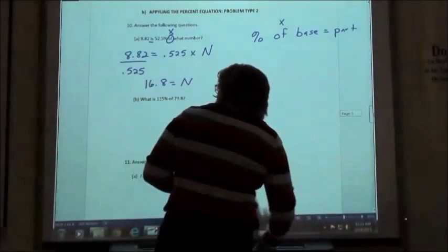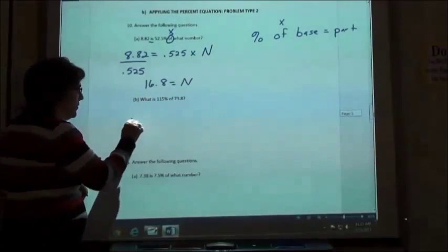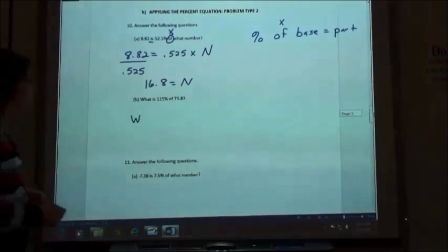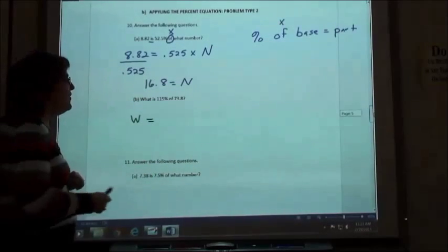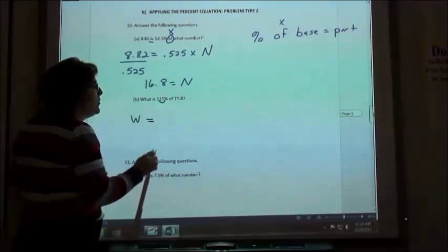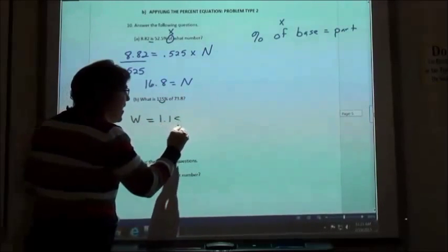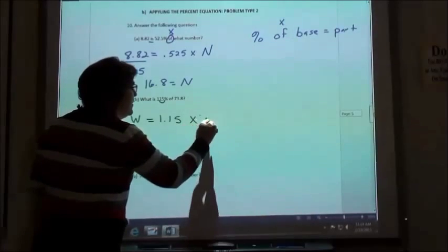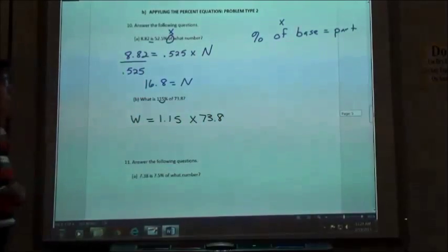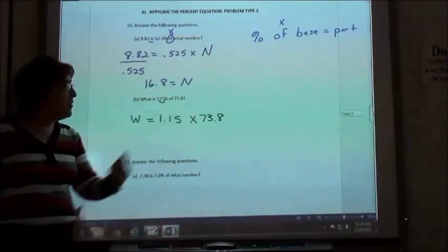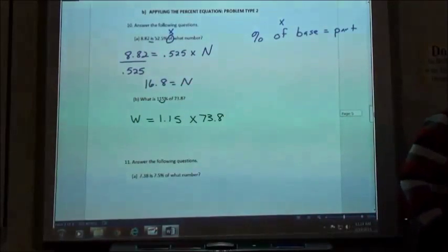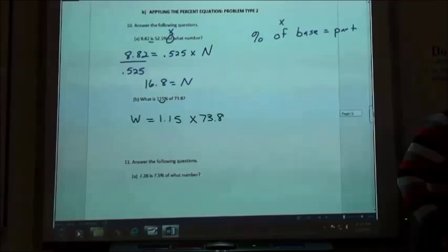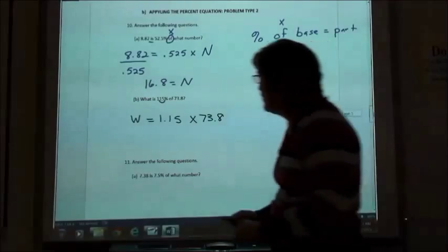The next one. So, they like to use W on the previous ones. W equals 115%. 115% as a decimal, I have to move that 2 places back, would be 1.15 of, times, 73.8. So in this case, I'm just going to multiply those 2 numbers together. 1.15 times 73.8 gives me 84.87.